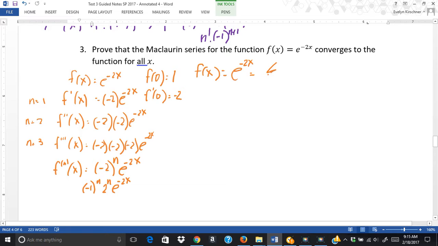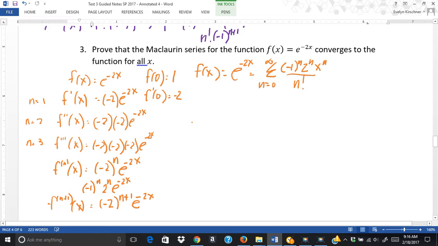So it's really just the sum from 0 to infinity of what my coefficient is, because this is always going to be 1. So I have negative 1 to the n times 2 to the n, and then it's x to the n, and it's all over n factorial. So I want to use Taylor's theorem and look at my remainder. So let's remember that my n plus first derivative, because I'm going to be using that, is negative 2 to the n plus 1, or negative 1 to the n plus 1, e to the negative 2x.